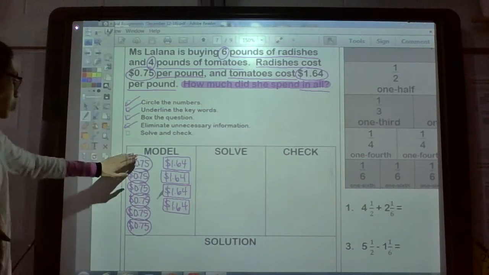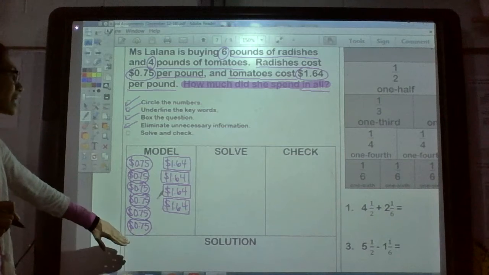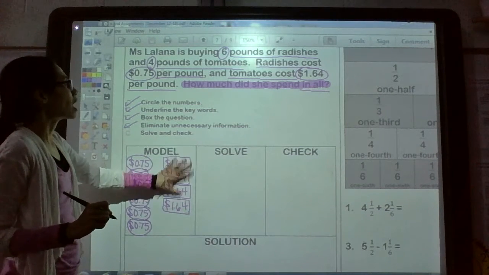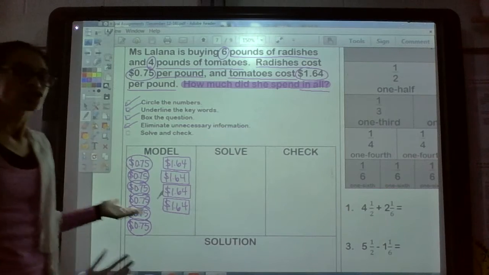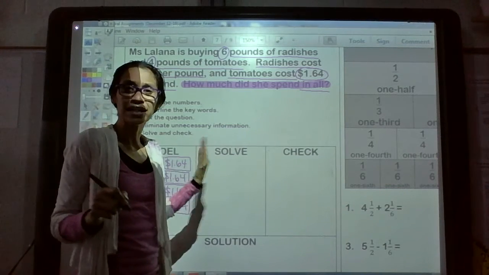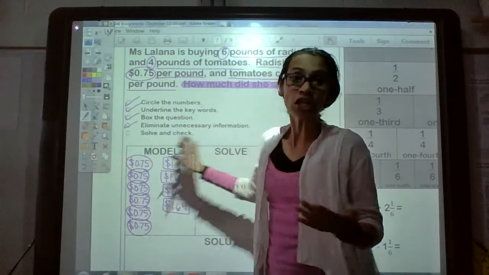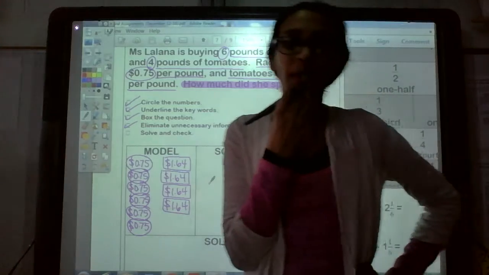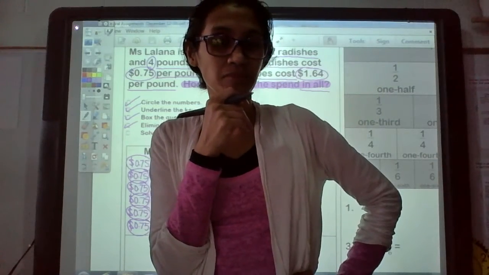Okay. All right, so we have 6 pounds of radishes and 4 pounds of tomatoes. All right, now to solve, what do we need to figure out? How much I'm spending in all. That means all of it together. Now, lots of different ways that you can solve this problem.